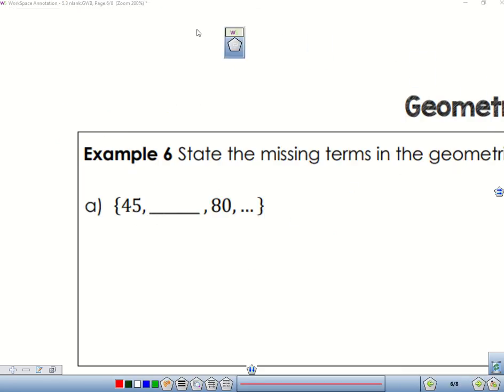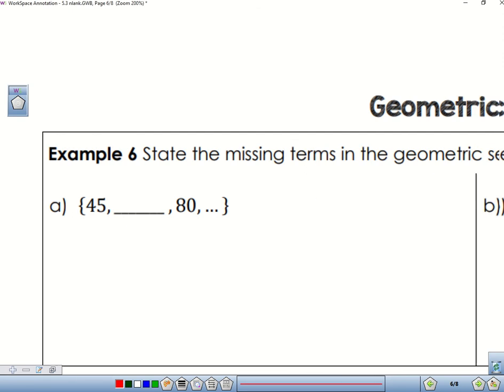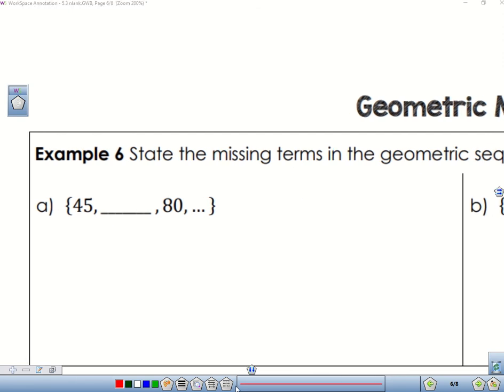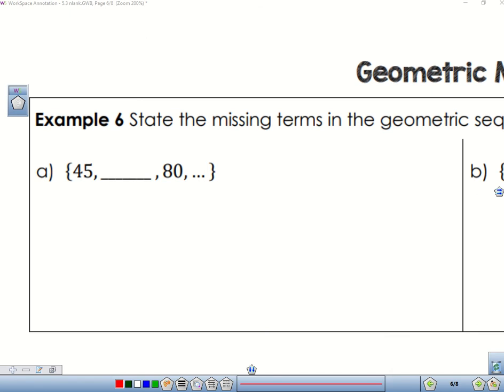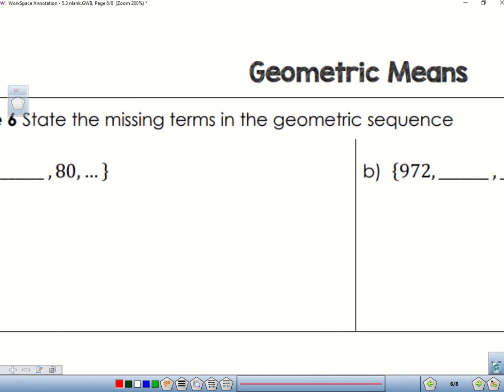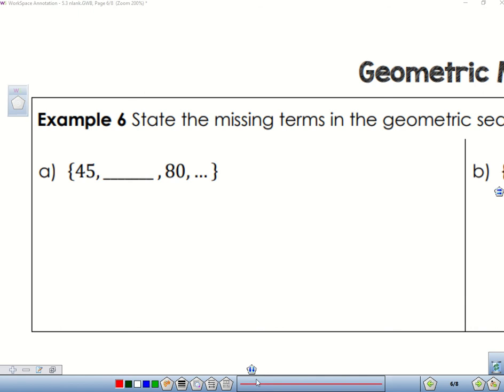So the next one we're going to do is our missing term question. So you remember these back from when we did arithmetic, but the procedure is a little bit different for these, okay? So let's talk through the steps. It says state the missing terms in the geometric sequence. So the first thing I want you to do is take the number on the right and divide that number by the number on the left.